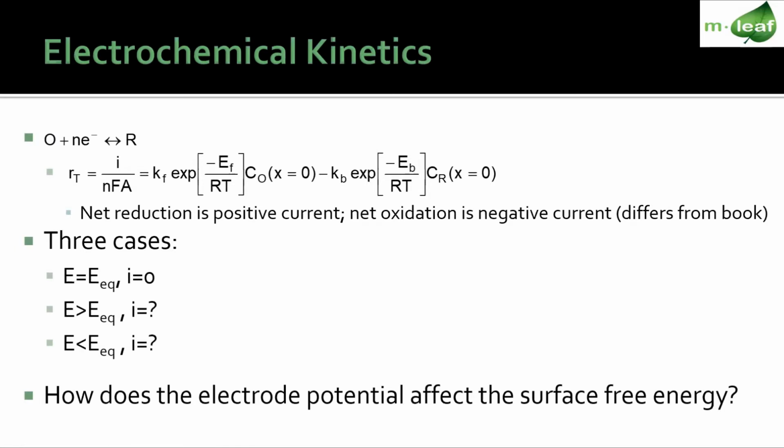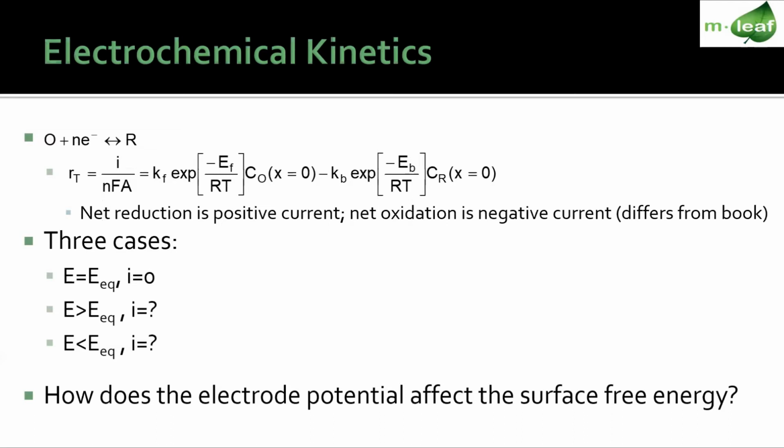And if you look at this, the way that we've defined our electrochemical reaction is that the reduction reaction is positive current, right? This is the forward reaction rate. So if we measure a positive current, that means that we have a net reduction at the electrode. And if we have a negative current, it is a net oxidation, okay? And I just want to keep this in mind because we're going to think about how electrons are moving and what this means.